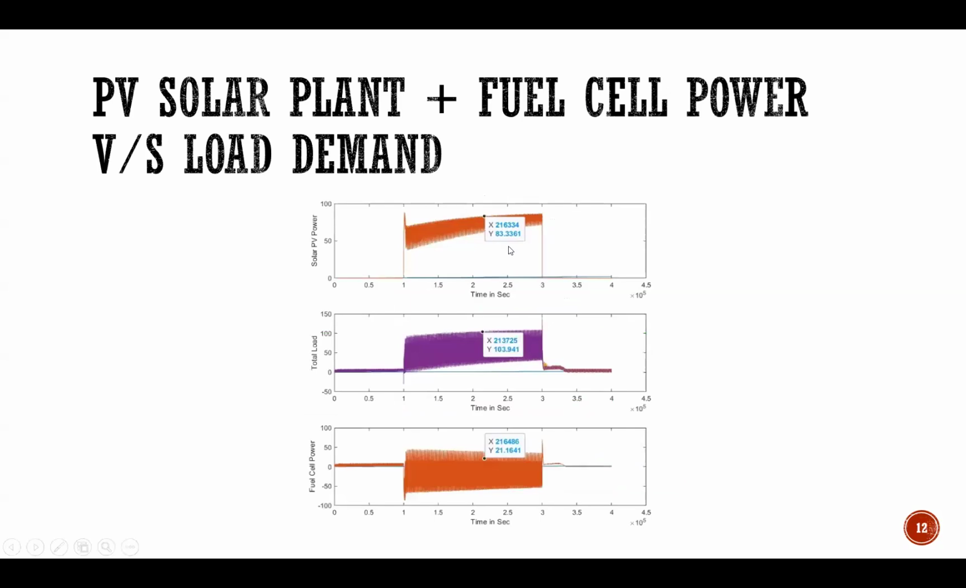Here you can clearly see the amount of power shared by the solar PV, which is approximately 83 kilowatts. The remaining 21.16 kilowatts is shared by the fuel cell. This is approximately a 104 kilowatt load.